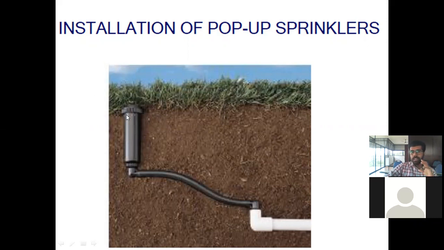And when you need to sprinkle water, what happens? The pop-up will come up, and then it will start to spray. At that time only it will start to spray. If it is not in use, the pop-up will come down and settle there. And I have told you why we are doing it like that: otherwise it can get damaged. So this is the installation of pop-up sprinklers.